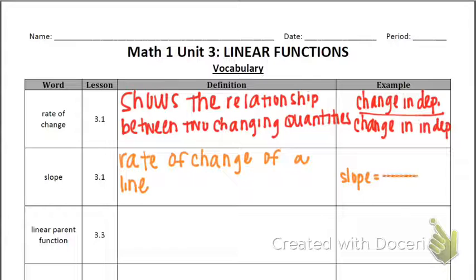So in our example, let's put this in terms of graphical representation. My dependent variable, which axis is that on a graph? Is it the y-axis or the x-axis? The y-axis. So it's going to be your vertical change over your x-axis, which is the horizontal change. Okay.